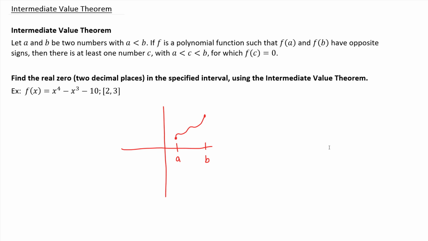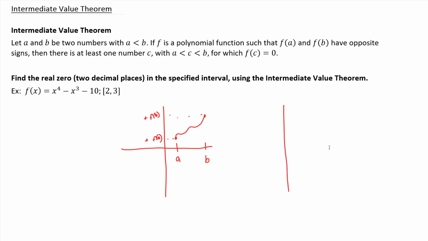Now, they said they wanted f of a and f of b to have opposite signs. The way I just drew this, this is f of a, and we can see that it's above the x-axis, so it has a positive sign. And f of b is also above the x-axis, so it has a positive sign. So those are not opposite signs.